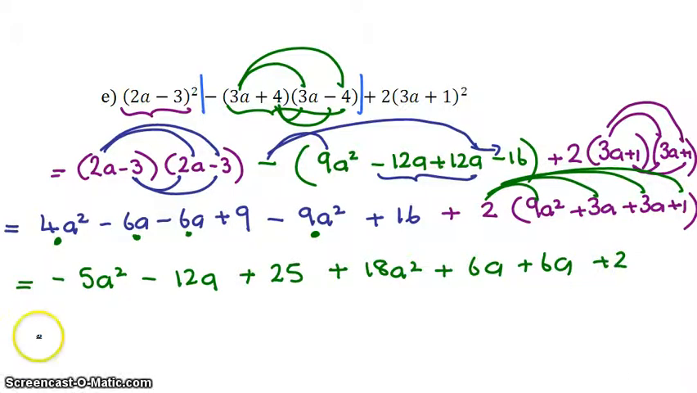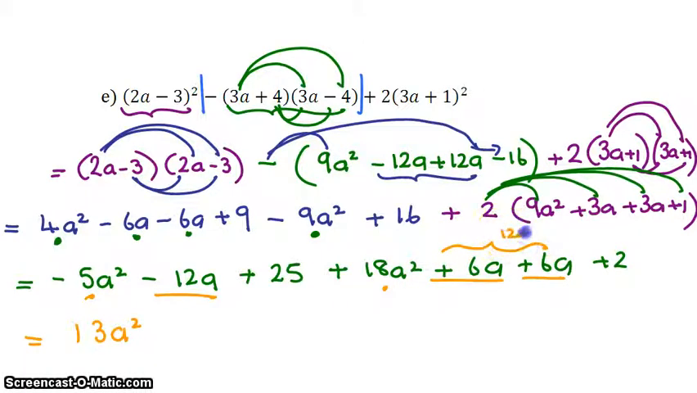So finally in my last line, my final last terms, negative 5a squared plus 18a squared will give me 13a squared, minus 12a plus 6a. Well, this I know is 12a, so I actually have minus 12a plus 12a. So they disappear. And 25 plus 2 will give me 27.